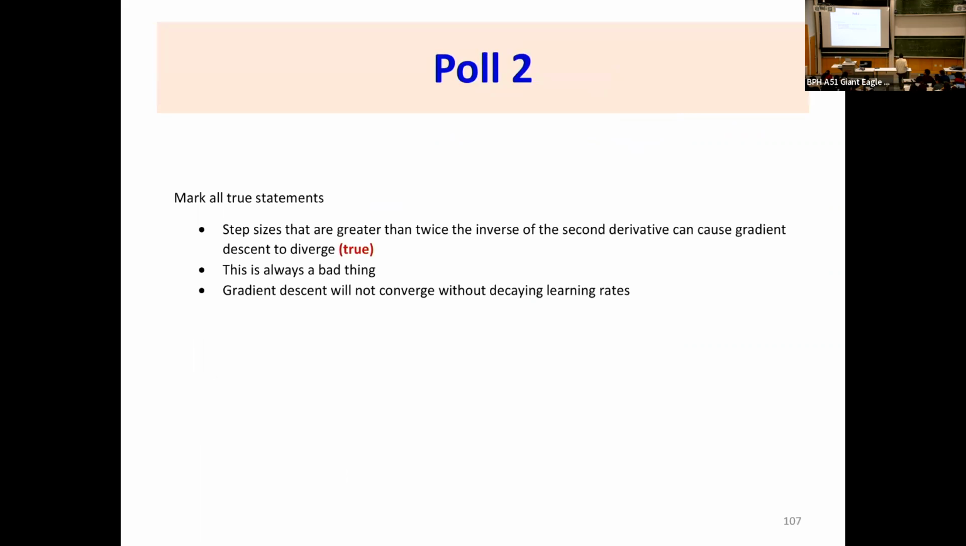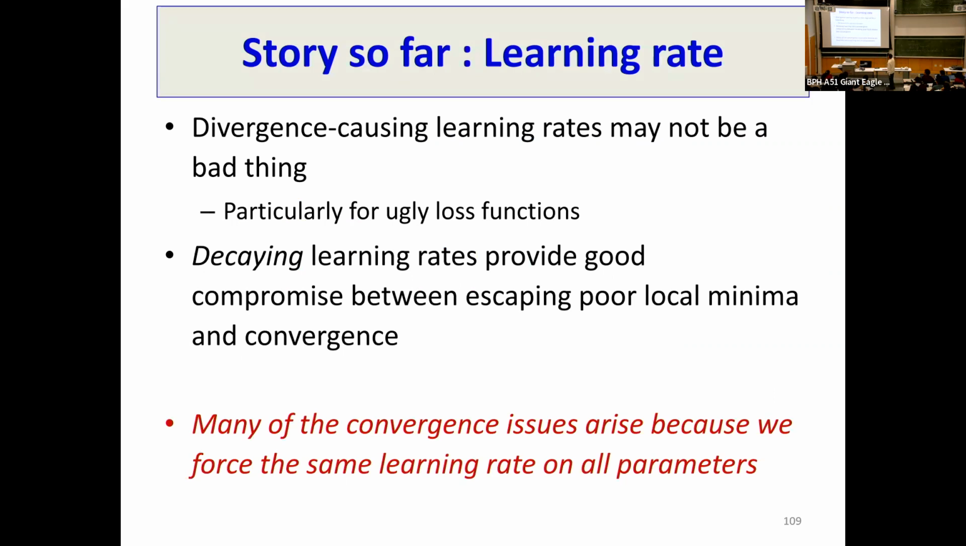Step sizes that are greater than twice the inverse of the second derivative can cause it to diverge. So many of the divergence-causing learning rates may not be a bad thing, particularly for ugly loss functions. Decaying learning rates provide a good compromise between escaping poor local minima and convergence. Many of these issues arise because we force the same learning rate on all the parameters.